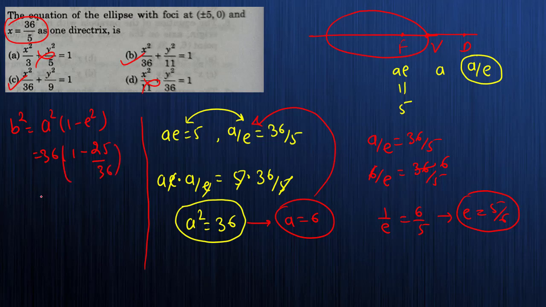25/36, so it is 36 into 11/36. So 36 minus 25 is 11, so the 36 cancels. So what is B square? B square comes to 11. Now you can directly tick mark the correct answer, which is option number B, because here we have the 11 part, B square. It's very, very simple.